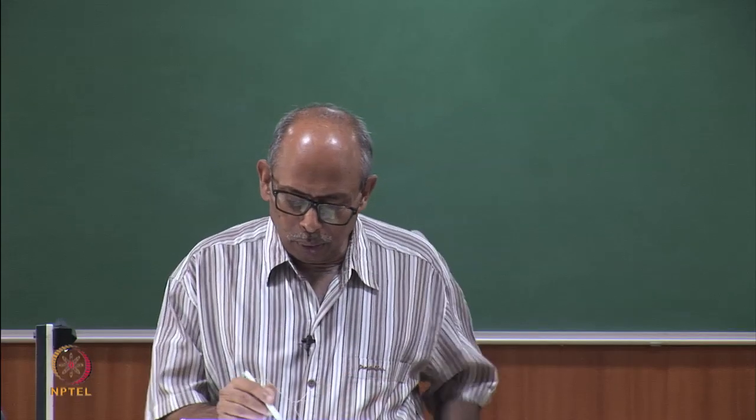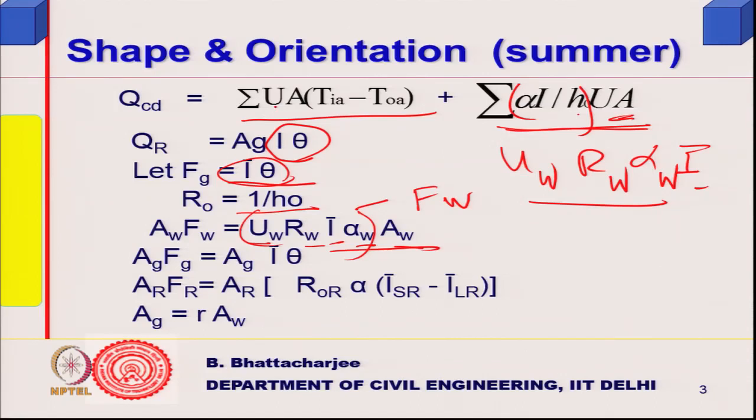Okay. So, the question is that we want to minimize the summer gain. The summer conduction gain is given by UA times (TIA minus TOA), or whichever way it is, TOA minus TIA, plus the radiation gain through opaque bodies, or if it is glass, then this will be through Ag into I into theta.